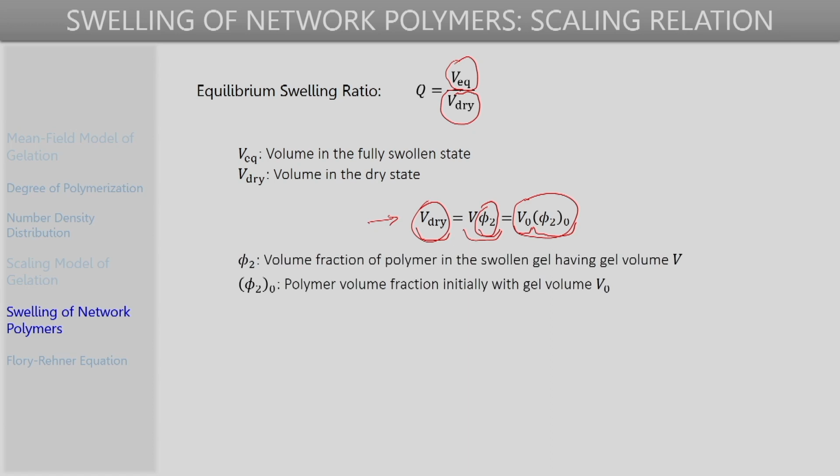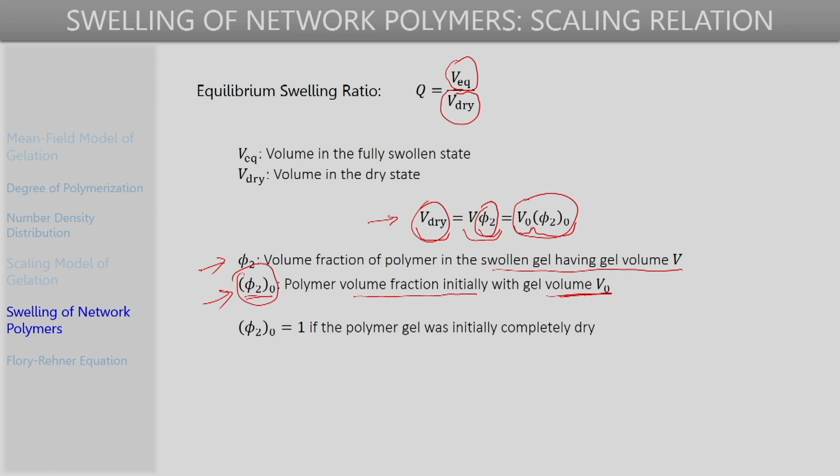As we have already discussed, phi 2 is the volume fraction of polymer in the swollen gel when the volume of gel is V, and phi 2 naught is the volume fraction initially. If initially the polymer is dry, then of course this phi 2 naught will be 1. Okay. So, if the polymer is entirely dry, there is no solvent present, the volume fraction of polymer in the gel in that case will be just 1.